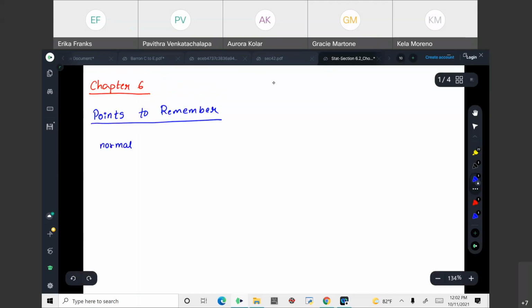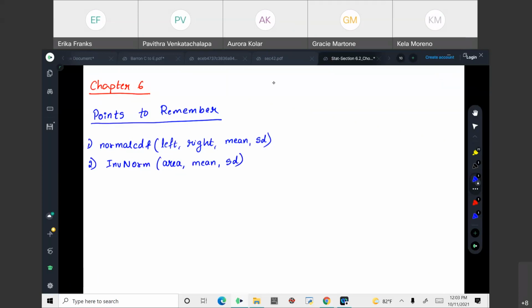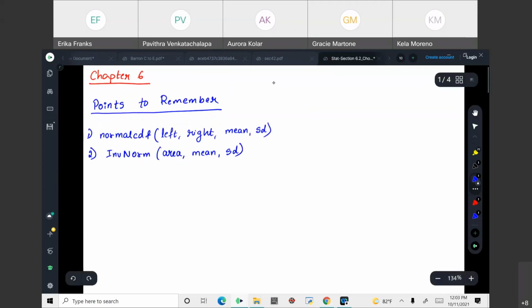normal CDF, which will take 4 values, that is left, right, mean, standard deviation. And second, this is the first one, this is the second one, that is inverse norm. And this will take the area, the mean, and standard deviation. You have to remember this. Now we will see how to use this.